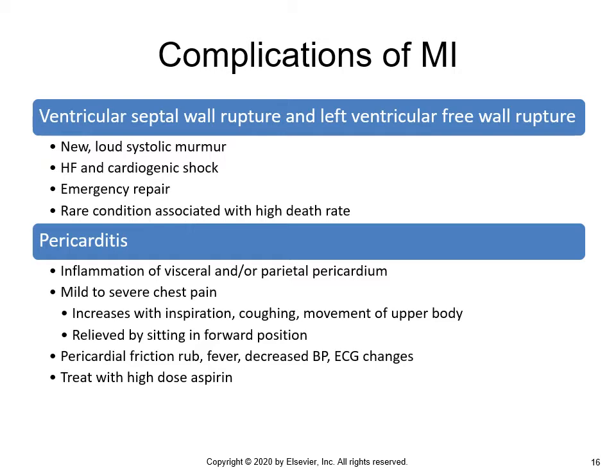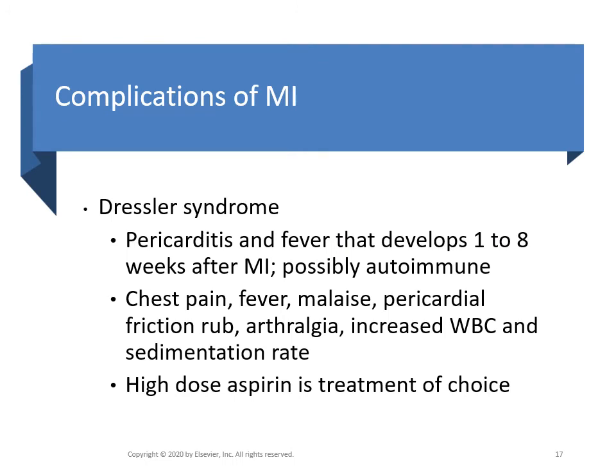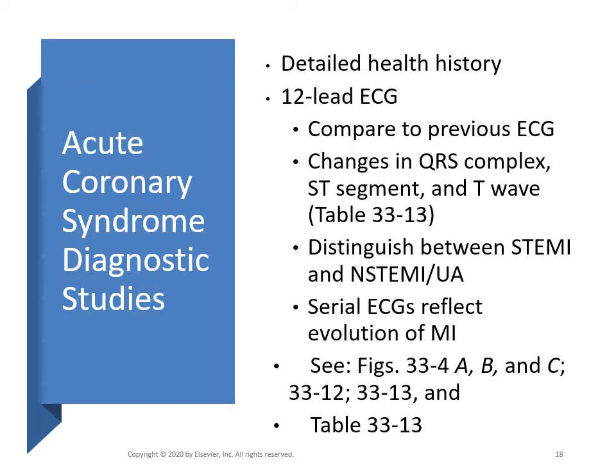Non-steroidal anti-inflammatory drugs and corticosteroids are avoided the first 4 weeks after an MI because they can interfere with myocardial scar formation. Dressler syndrome is pericarditis and fever that develop 1 to 8 weeks after an MI. Although the cause is unclear, it may be an autoimmune reaction to the necrotic heart muscle. The patient has chest pain, fever, malaise, a pericardial friction rub, and arthralgia. A pericardial effusion may be present. Laboratory findings include a high white blood cell count and a high sedimentation rate. High-dose aspirin is the treatment of choice.